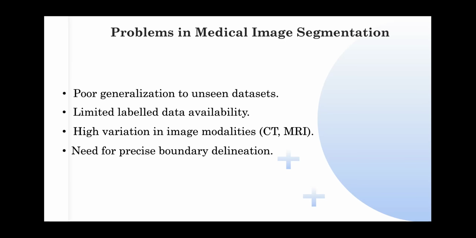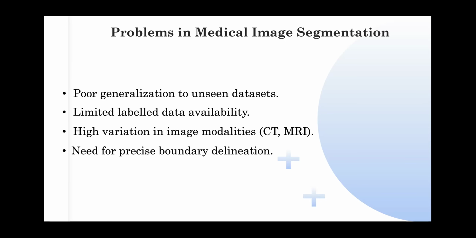There are also high variations in the image modalities, like CT and MRI. If we talk about MRI itself, there are T2 MRI and T1 MRI, so getting samples for each modality is a little bit difficult. And one of the major tasks in medical image segmentation is boundary delineation. Even across seen classes, it's very difficult to get perfect boundary generalizability across different organs.